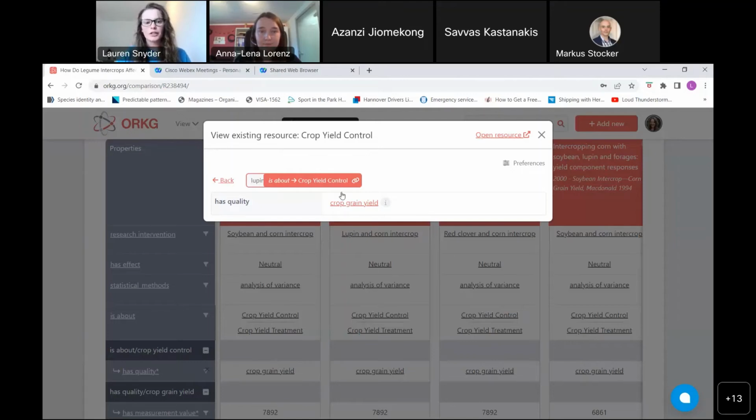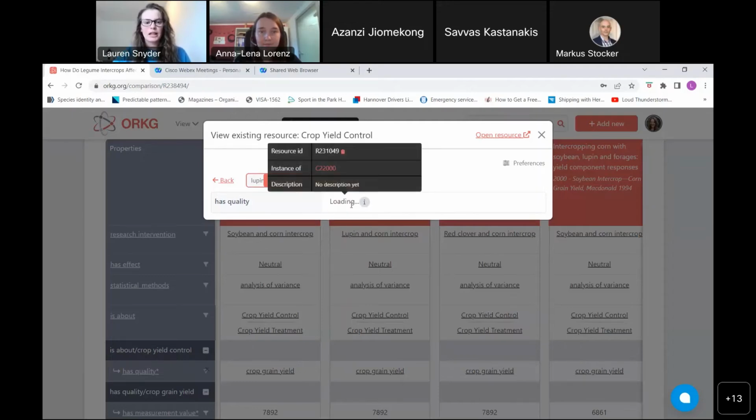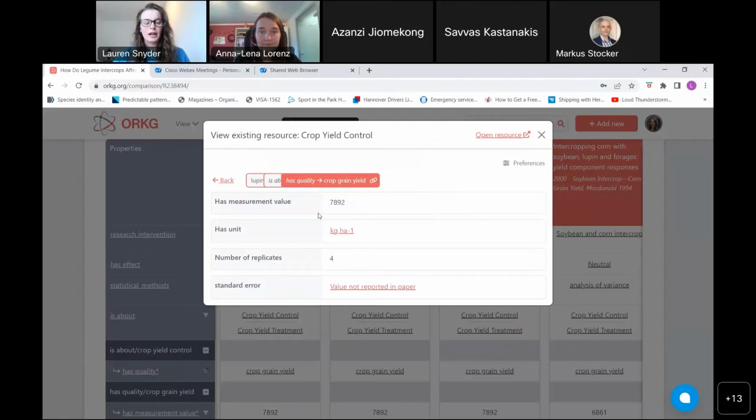So if another researcher was also reporting information on crop grain yield, we could look at that across studies. And if I click here, then we have further information about this field. So there's a measurement value. It has a unit. We can see something about the number of replicates. And in this instance, the authors did not report any standard error, which we may want to know.